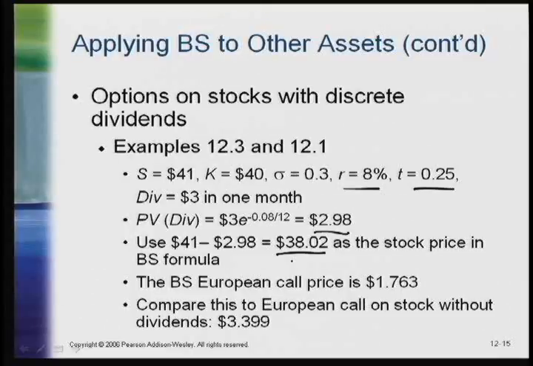So the Black-Scholes European call price is $1.763. It's much less than if we assume no dividends. In example 12.1, where there were no dividends, this option had about a $3.40 value, and the price goes from $3.40 to about $1.76 because of the $3 of dividends being paid. Because, again, dividends paid affect stock price, which affects exercise value, and that naturally is going to affect the price of the option.